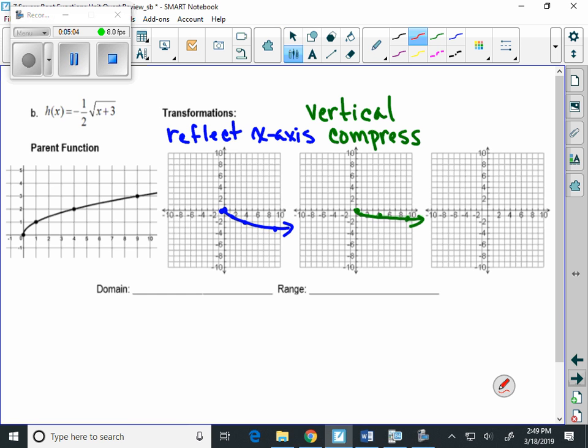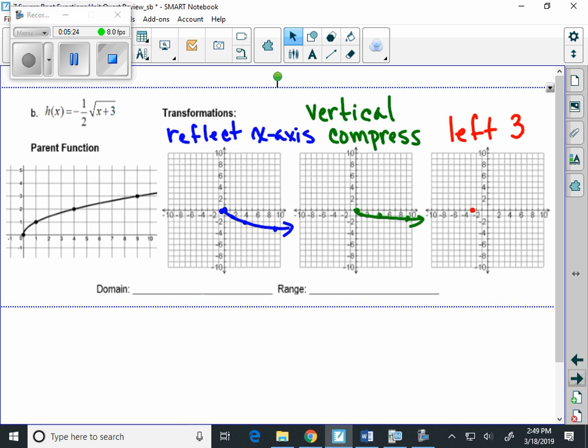We have one more change. It's plus 3 inside the function, and that's going to be left 3. So we're going to take that green graph now, and we're going to move all of those points left 3. So (0, 0) is going to move over here to (-3, 0).